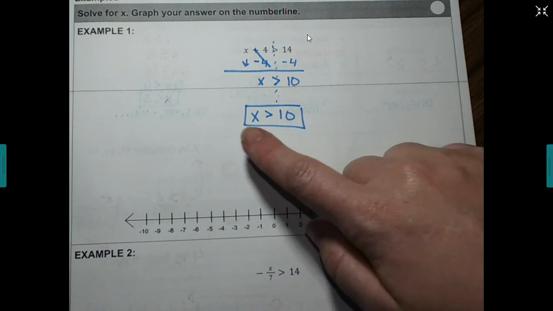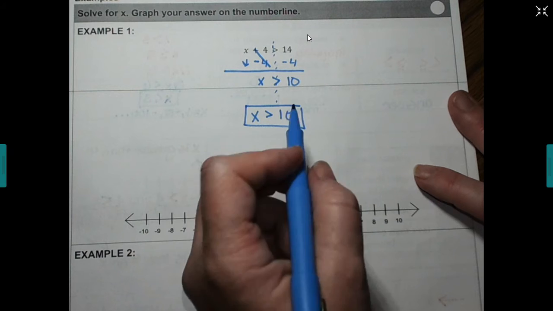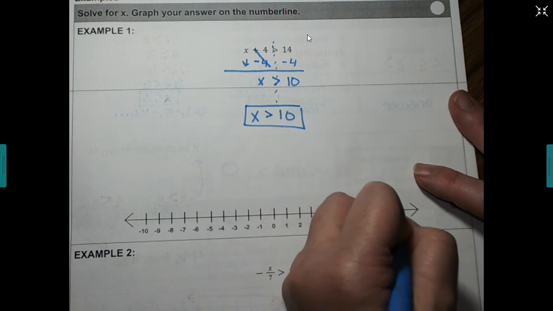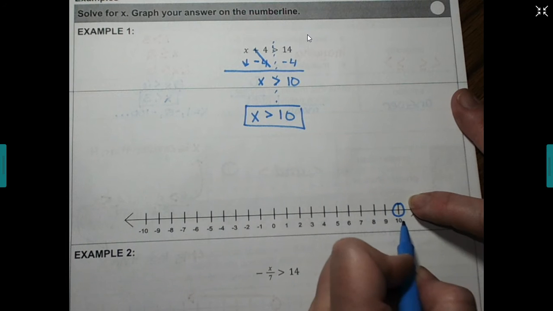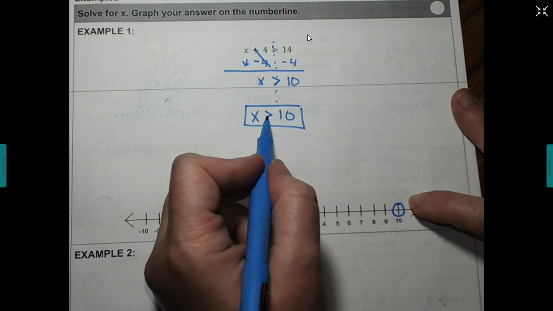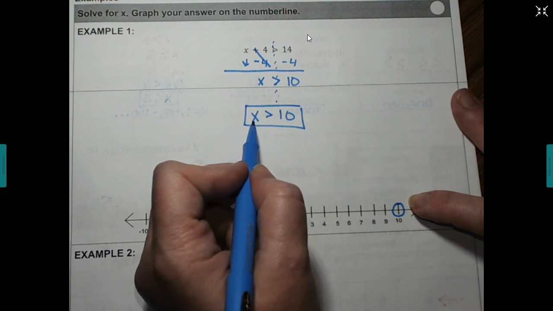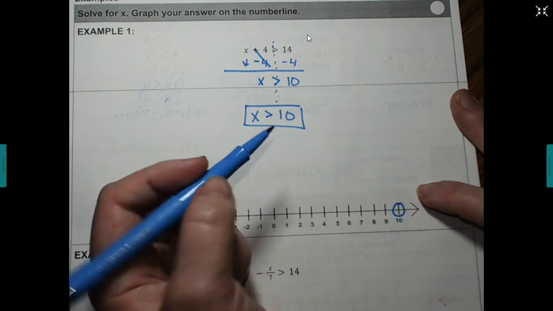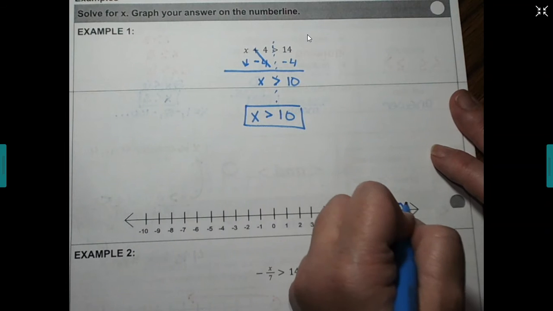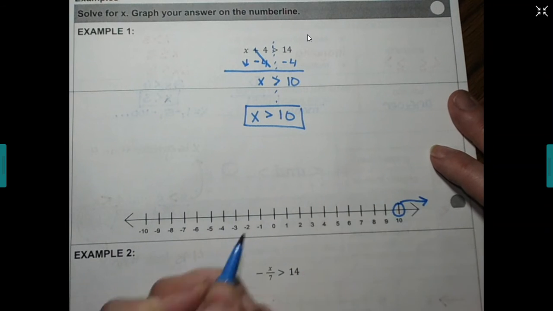Let's try graphing it. I know my critical number is 10. It's not equal to, so this stays an open circle. And my variable's on the left, so my sign tells me which way my arrow goes, so it's going to go this way. So there you go.